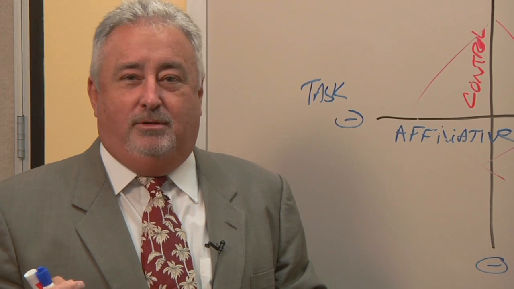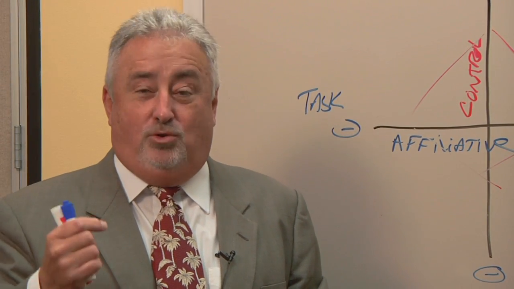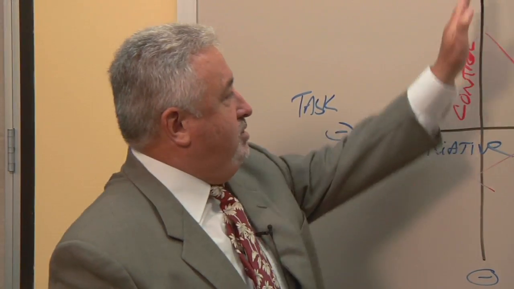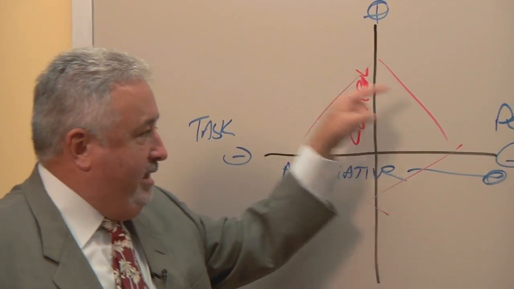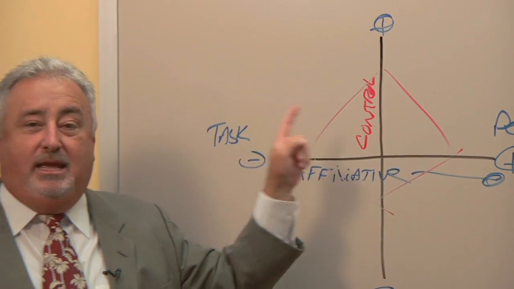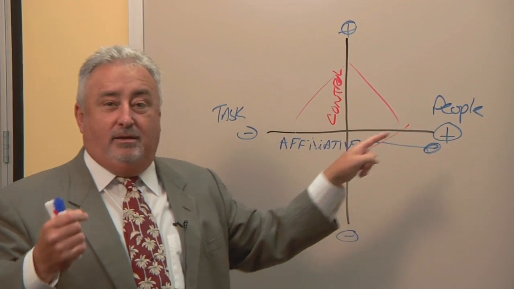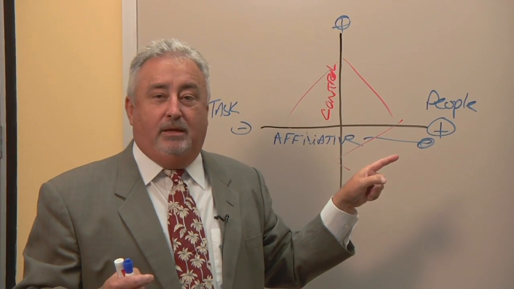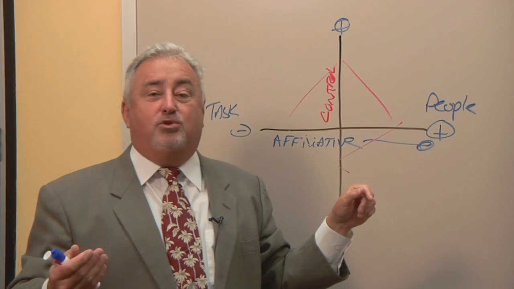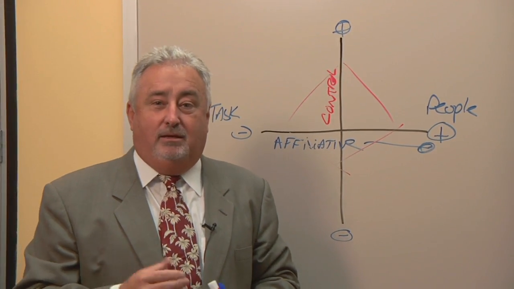How would a person who doesn't care what you think of their actions assert themselves, assert that control? How would a person who's above this line, who is a people person, who says, I will get as much task accomplishment as I can, but I will not sacrifice relationships to get that, how do they control their environment? The answer to that is they sell their change. They influence people to make change happen. They don't demand it. They sell it.